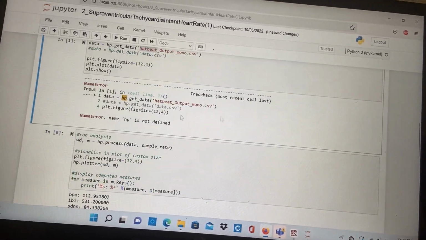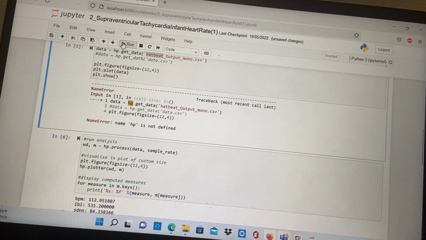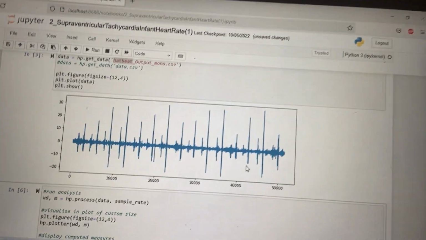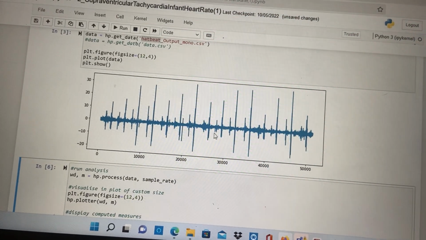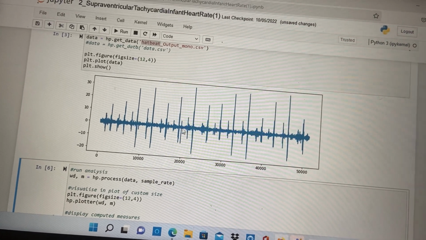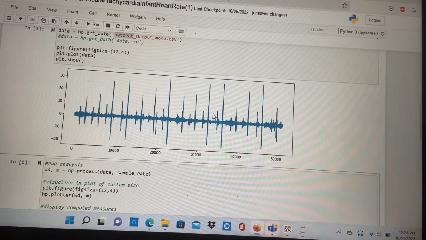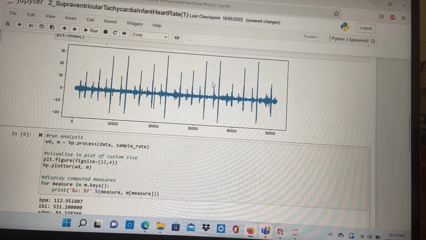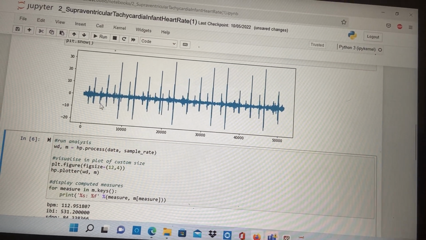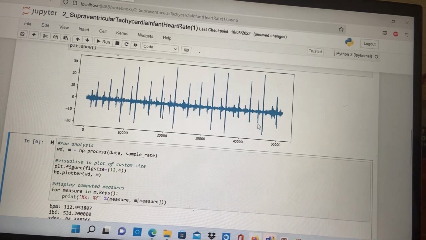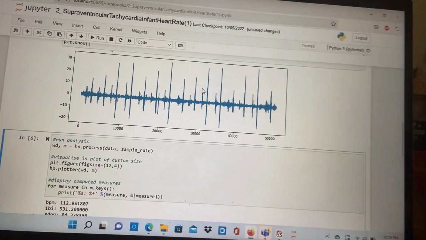Then I'm going to run this one to see if I can get the curve. You can see this is the heart rate and noise that I downloaded from that website. This is how the outcome looks. This is the heartbeat. I don't know if it is human or animal. This is the heart rate.